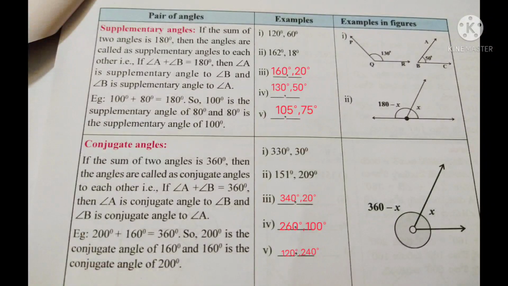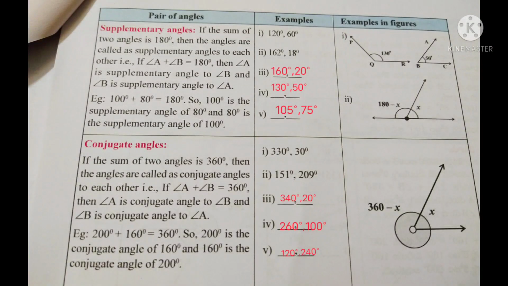Examples are 120 degrees and 60 degrees, 162 degrees and 18 degrees, 160 degrees and 20 degrees, 130 degrees and 50 degrees, 105 degrees and 75 degrees. Look at these figures also.